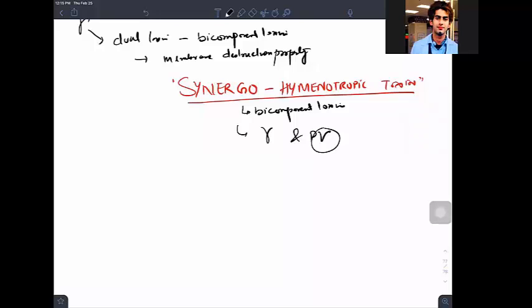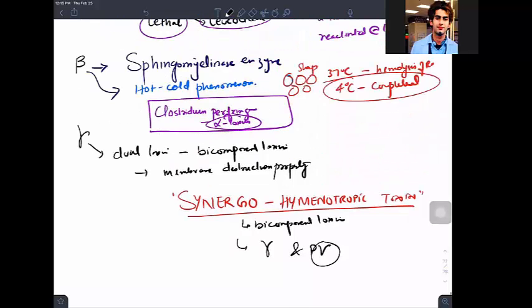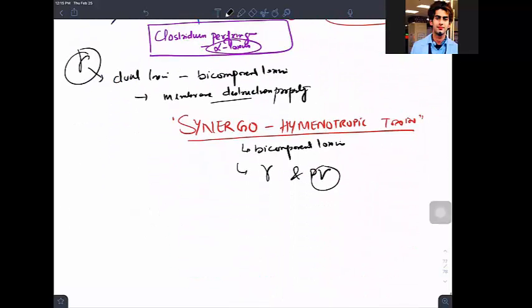Okay, so this is gamma. Gamma is a component of this. It's a bicomponent toxin, isn't it? So gamma and PV, if they are present, both of these toxins are present in this bacteria. So we say this bacteria is having synergohymenotropic toxin.